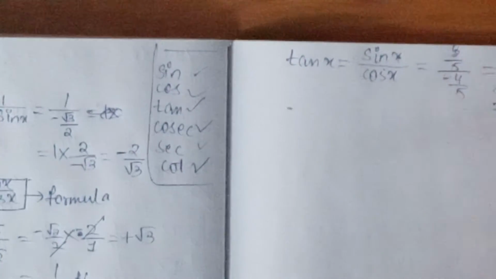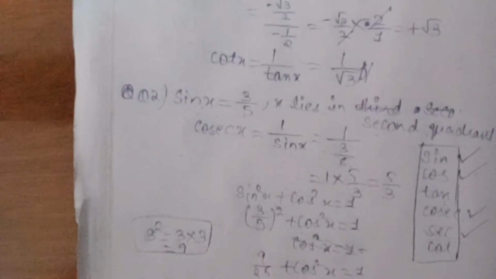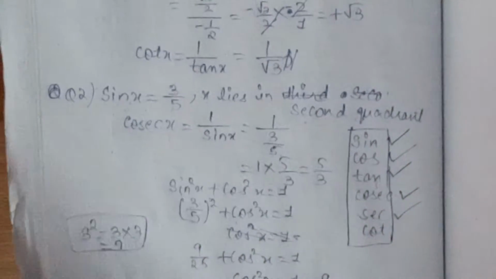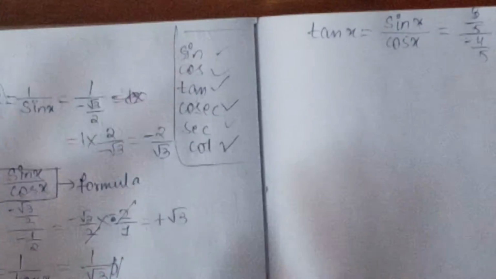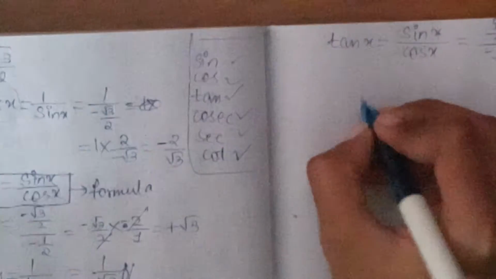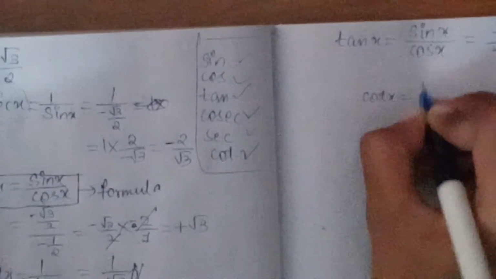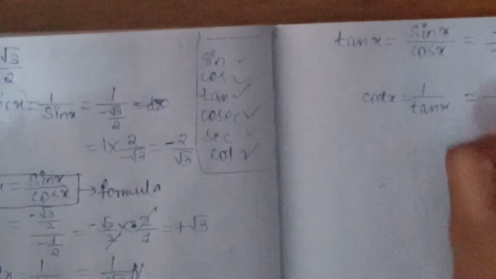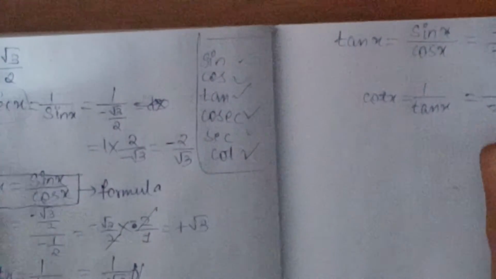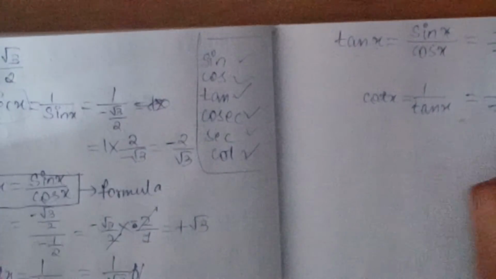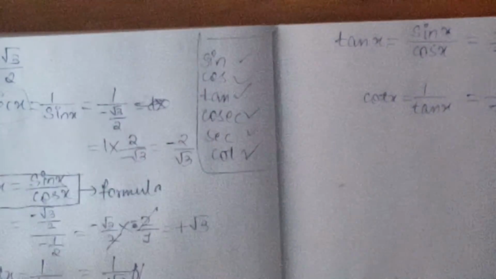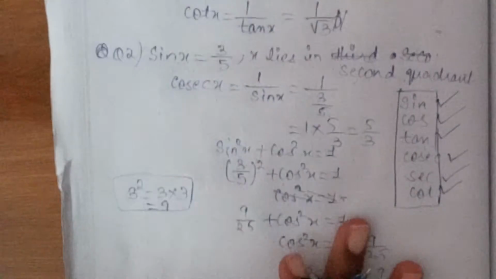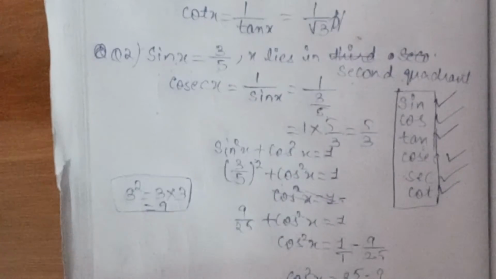We need to find the value of cot. We got the value of tan, so next is cot. When you know the value of tan, we can take the reciprocal to get cot. What is the value of tan? Minus 3 by 4. 1 into 4 by minus 3, so minus 4 by 3 it comes. So we got all the values of the trigonometric functions, and the question is completed. If you have any doubts, you can ask in the comment section.